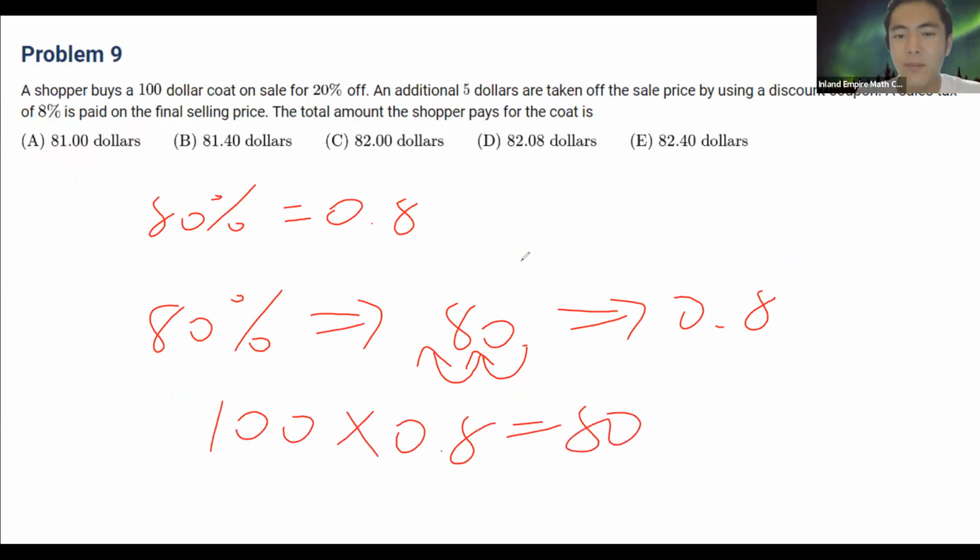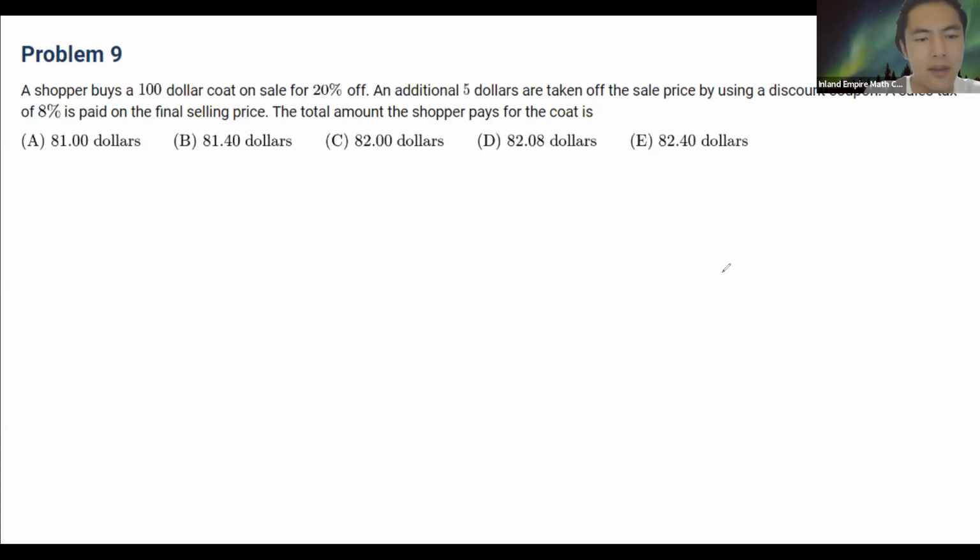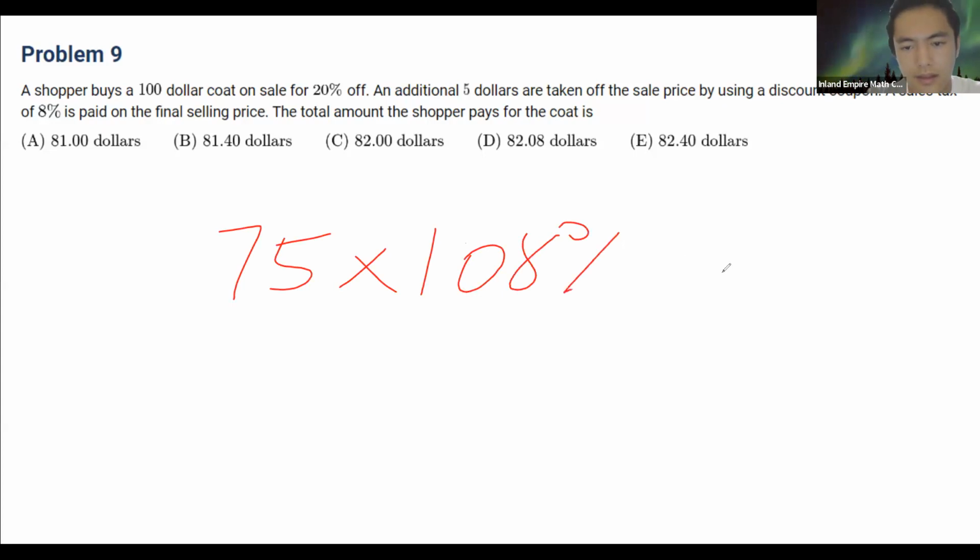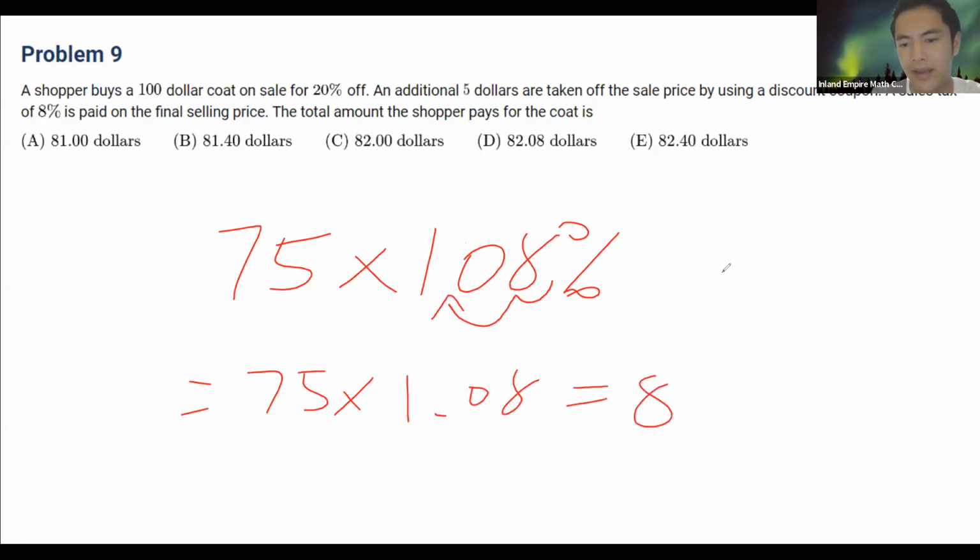Now subtract 5, and you do the same thing with 8%. When you have an extra 8%, you're really paying 108% of your original price, so you move the decimal place 2 places to the left. I'm going to write it out so you can see it better. This is equivalent to 75 times 1.08, and multiplying that out gives you $81. Does that make sense? Are you still confused? Okay, I think Ricky got it. That's great.